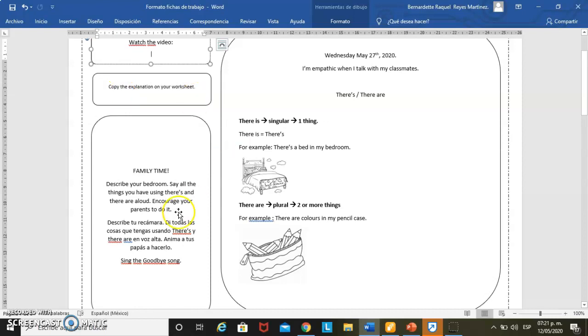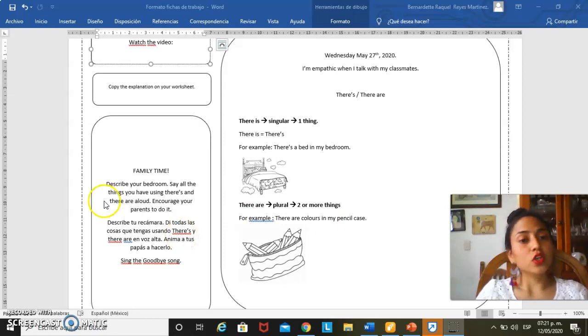And then, it's family time. Pay attention. You are going to describe your bedroom and say all the things you have using there's or there are. And encourage your parents to do the same, ¿ok? Vas a describir tu recámara y vas a decir todas las cosas que tengas usando there's para una cosa o there are for 2 or more, ¿ok? Y después vas a animar a tus papás a que hagan lo mismo en su recámara.